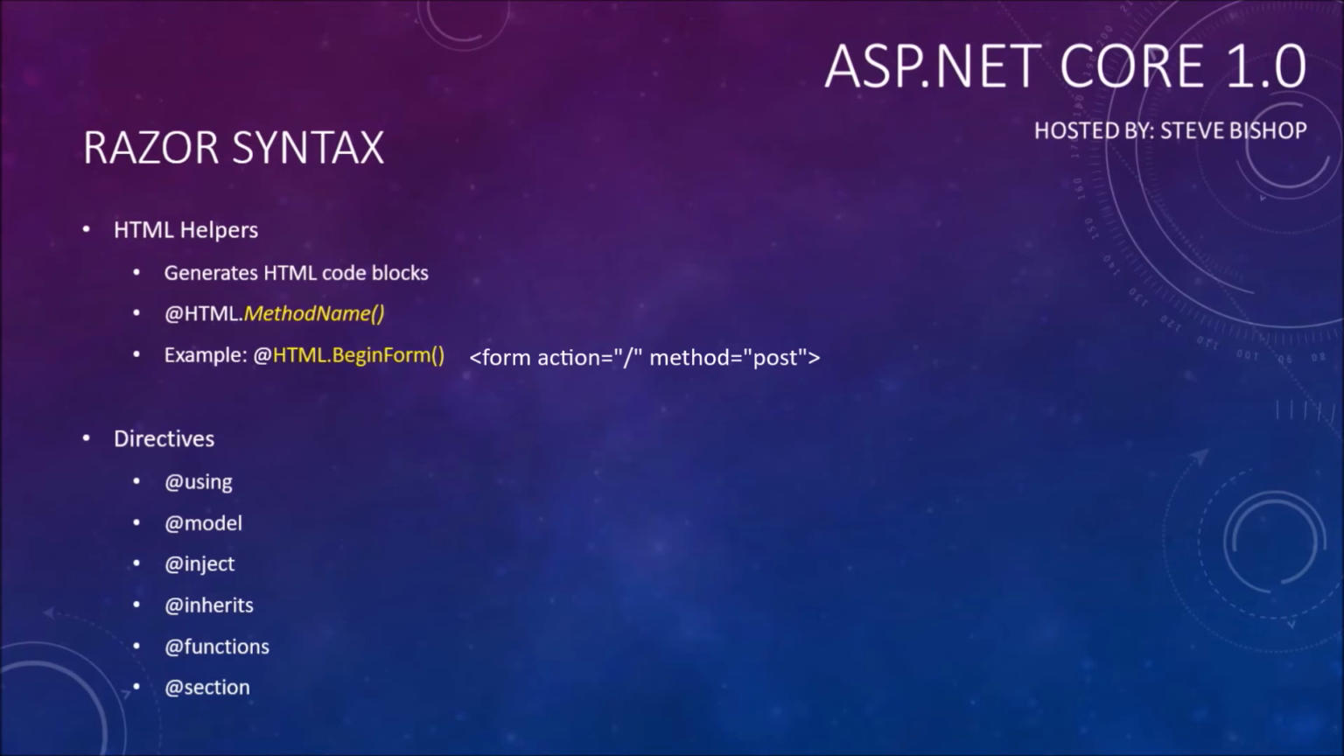We've seen that the at using directive allows us to bring in a namespace into our view so that we don't have to type the full namespace path to a class. We've also used the at model directive to indicate a specific class that is going to be the model that should be used for that view.